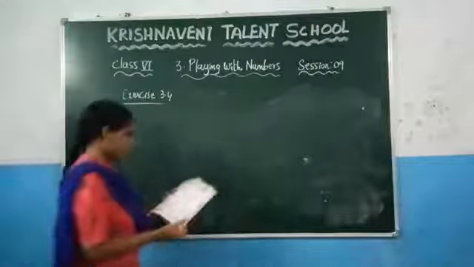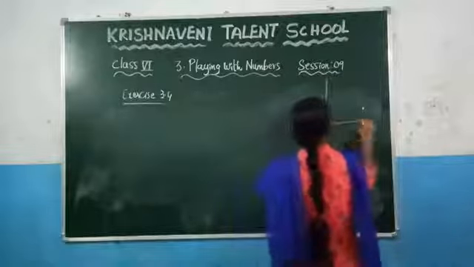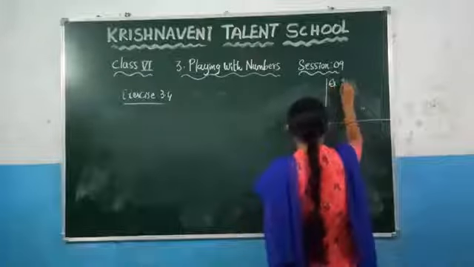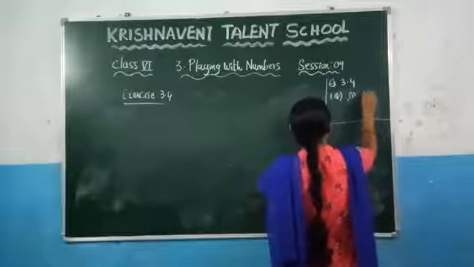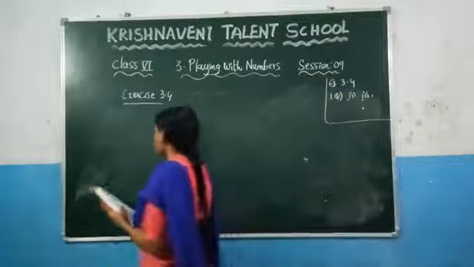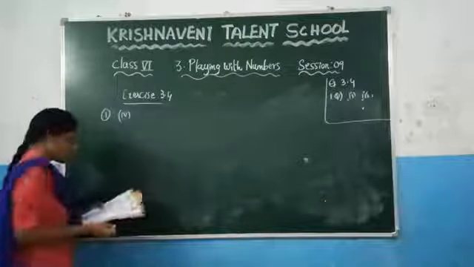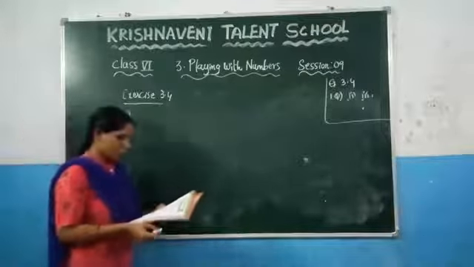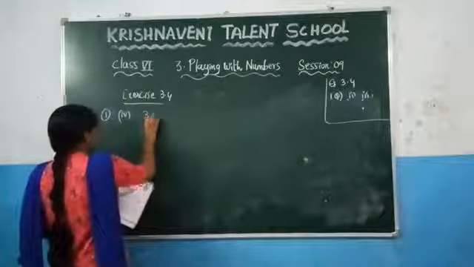In exercise 3.4, the second question and the third question, you can do as homework. Now I am solving the fourth one. What is the question given here? You need to find the HCF of these four numbers. Here four numbers are given, before three numbers were given. How do you solve?